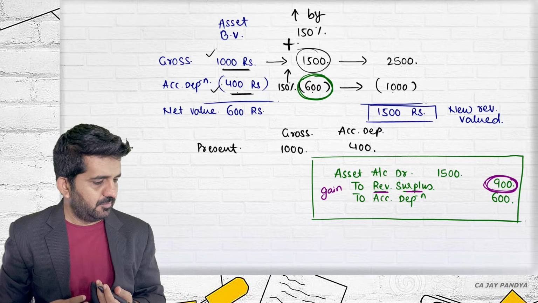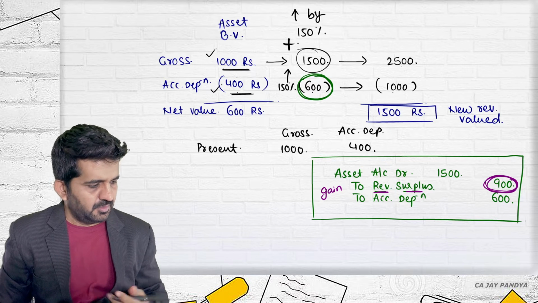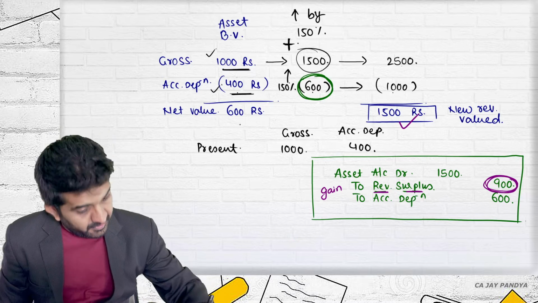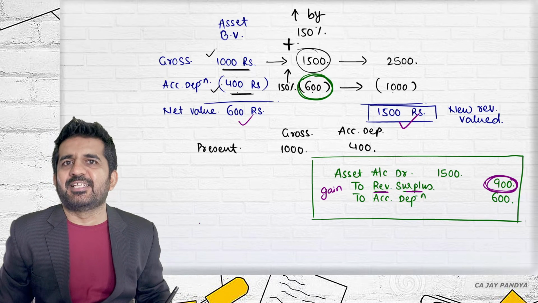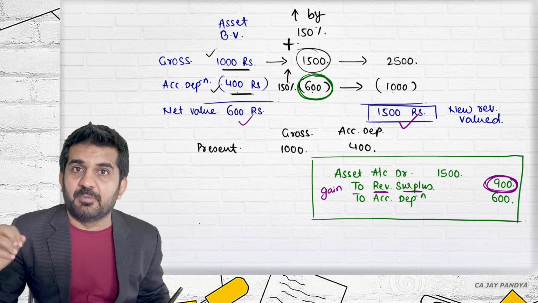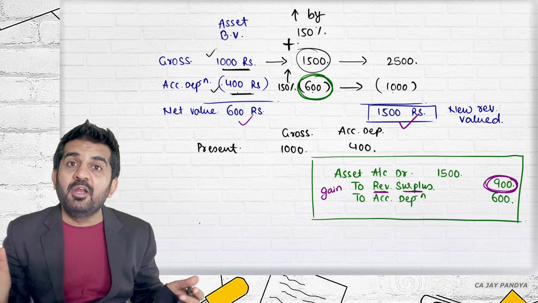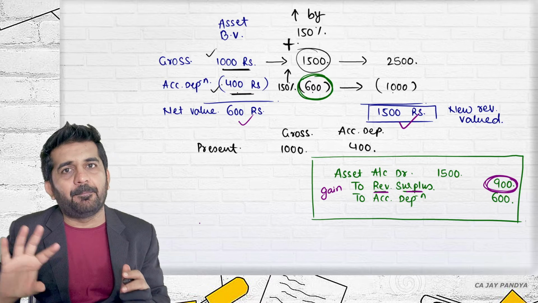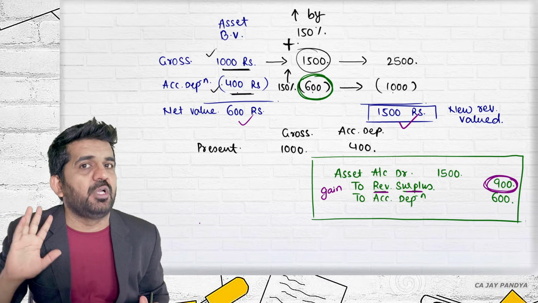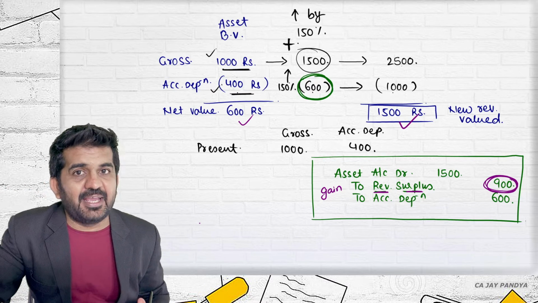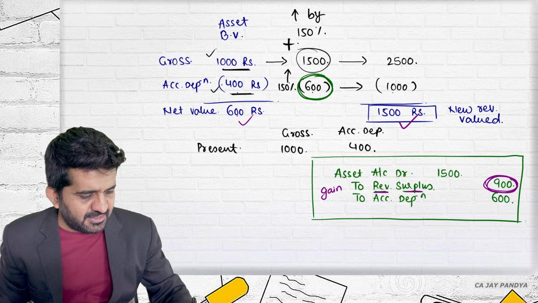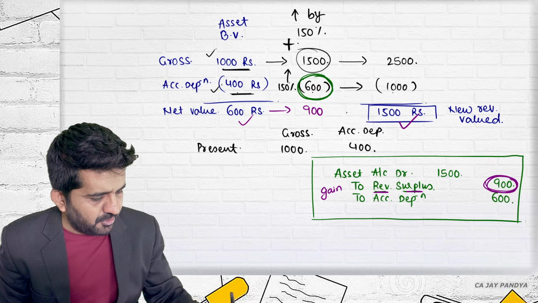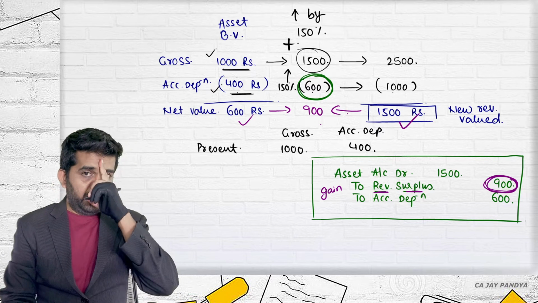Sir, the new revaluation value is 1500. Yes, and the net value of the asset was 600. Try to understand, it was 1000, but that is a gross value. You have already provided in your P&L account 400 rupees. So right now the net value, if you see the asset, is only 600. I'm not saying it is the carrying amount, but the net value is 600. Now it is revalued at 1500 rupees. The gap of 900 rupees is nothing but the revaluation surplus.